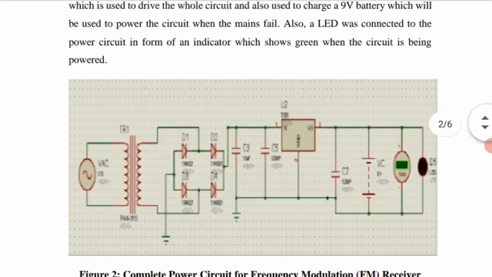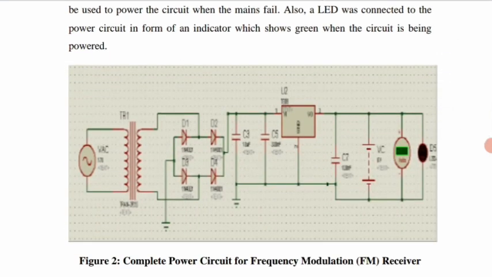Firstly, power section. This is the complete power circuit for the frequency modulation receiver. The power section consists of a step-down transformer, which is used to transform the voltage from 230 volt to 12 volt. The output is fed into a bridge rectifier, which is made of 4 diodes to rectify the 12 volt AC to DC.